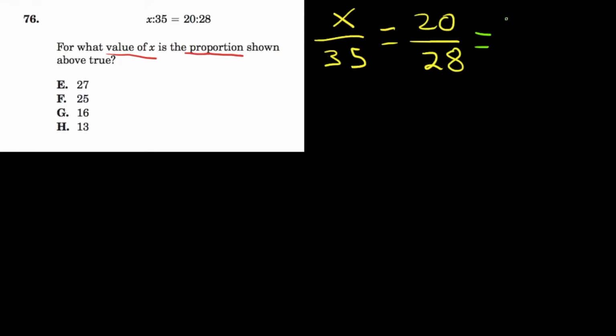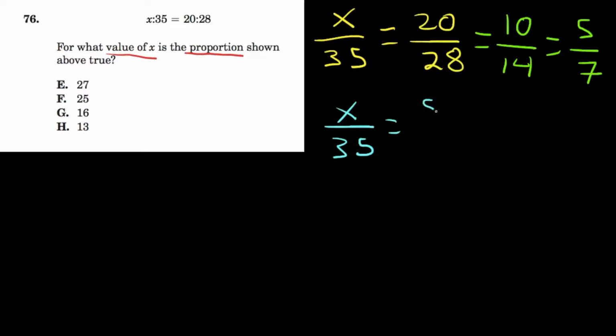So 20 over 28 divided by 2, divided by 2, is 10 over 14. Oh, look, even numbers again. Gonna divide by 2 again. I get 5 over 7. So now I'm gonna rewrite my ratio in fraction form with my new reduced fraction, because 5 over 7 is the same fraction as 20 over 28, just easier numbers to work with.